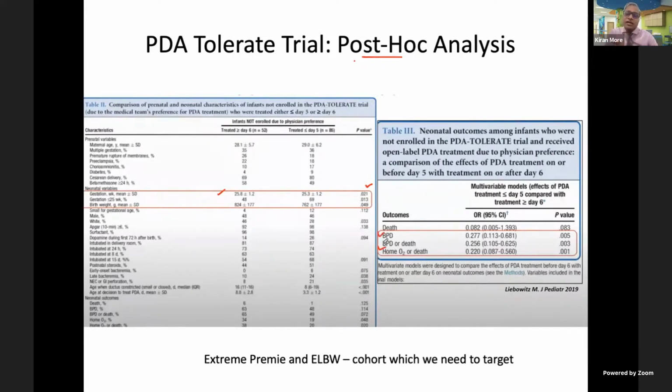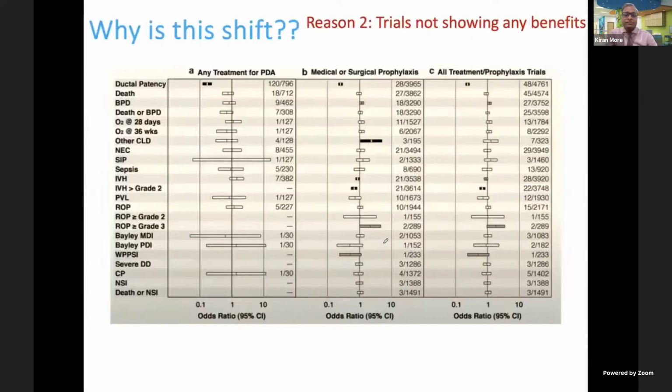So again, it importantly highlights that the time has come to selectively target the babies, and probably not all the babies, especially the babies who are less than 28 and 29 weeks and who are the sickest cohort. We have to select these babies based on clinical criteria and echo criteria, and targeting them might help decrease morbidity and mortality.